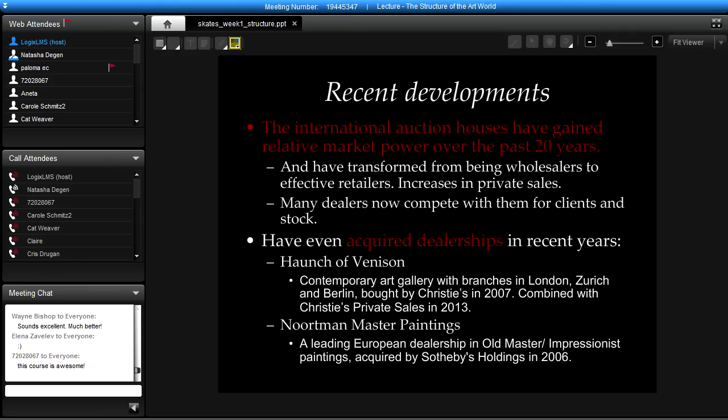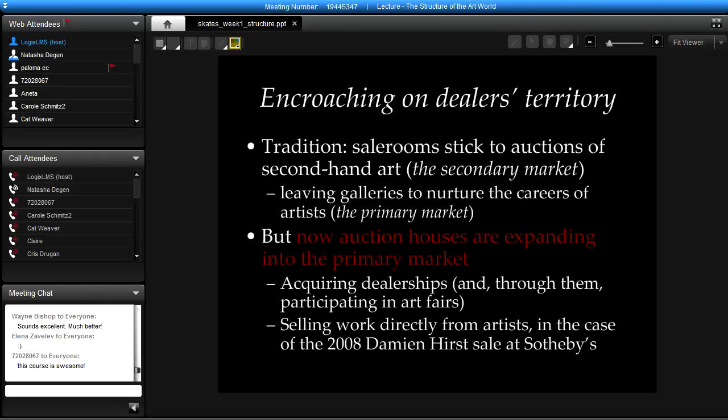Now you see auction houses not only rivaling dealers for clients and stock, but in some cases, they've even acquired dealerships. To give two examples, one is Haunch of Venison, which was a contemporary art gallery with branches in London, Zurich, and Berlin. That was bought by Christie's in 2007. So effectively, Christie's had its own retail space at which they could access clients and even participate in art fairs. This was combined with Christie's private sales in 2013.